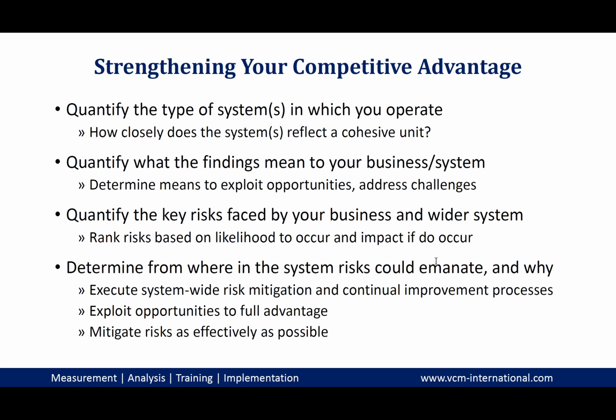And then determine where in the system the most dangerous risks could arise, and therefore how you could eliminate them and why, and then put in place system-wide risk mitigation and continual improvement processes. There are proven ways of doing that, which will enable your business to separate itself from the wider environment and manage the types of risks and implement the types of approaches that Claire and Weldon and Carl are going to discuss. So, thank you.